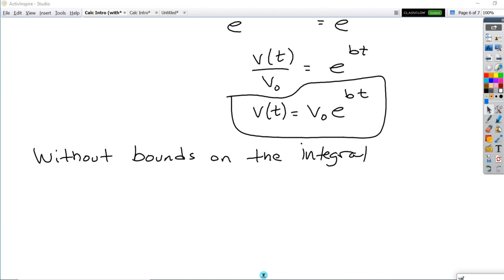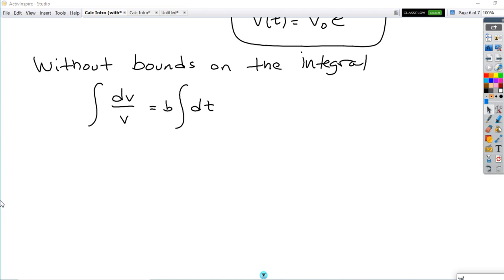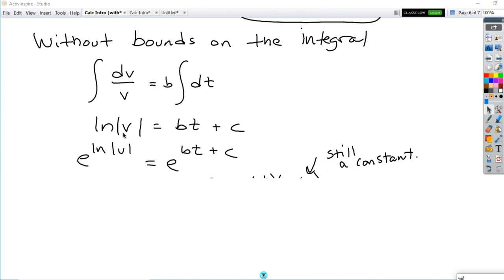What if you didn't know the bounds on your integral? Well, we go back to the step where we integrated before we actually plugged in any of the bounds, which was this step right here. And we take the integral, and you only need to use a plus c on one side because the constants can always combine together because they're just numbers and form a new constant. So we'll just use plus c on the right side. So you get the natural log of v equals bt plus c. That's just integrating both sides.